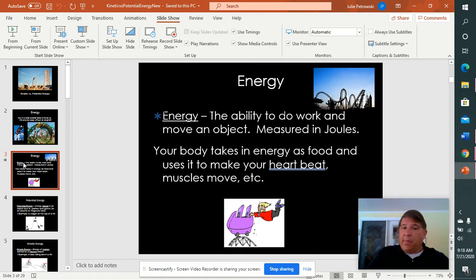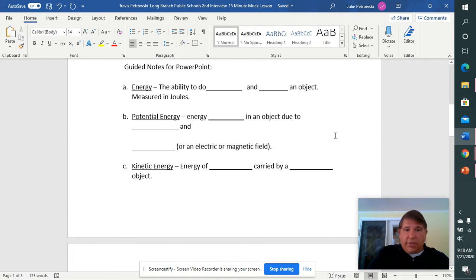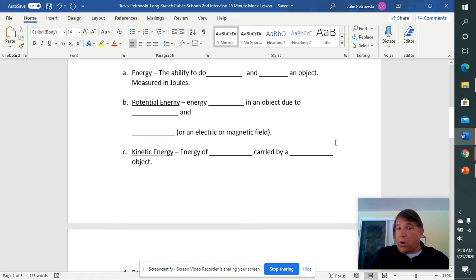So energy, the ability to do work and move an object. It's measured in joules. The ability to do work and move an object, like Bob in the car, moving an object. Okay, so on your guided notes, energy is the ability to do work and move an object. It's measured in joules. The SI unit to measure energy is joules. Fill it in.